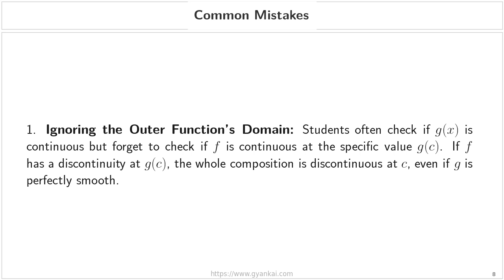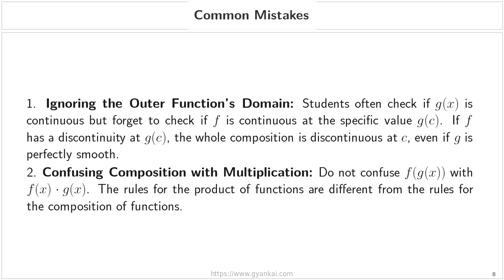First, let's address the issue of ignoring the outer function's domain. A frequent mistake is focusing solely on the inner function, g of x, and confirming its continuity, while forgetting to verify if the outer function, f, is continuous at the specific value produced by the inner function, which we denote as g of c. Please remember that if the outer function has a discontinuity at the point g of c, the entire composite function will be discontinuous at c, regardless of how smooth the inner function may be.